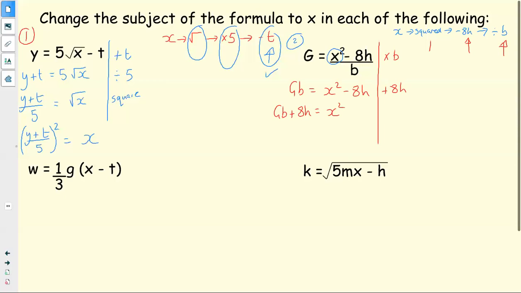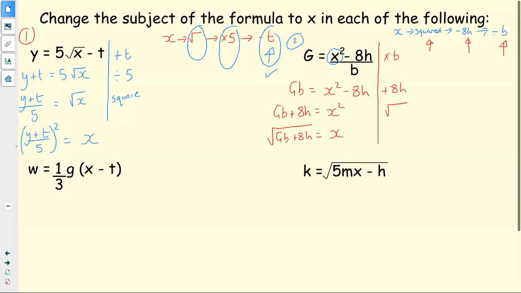And then I want to undo that squared. How do you undo the square? You want to square root both sides. So everything on the left hand side is square rooted, so it becomes the square root of gb add 8h equals x. And that's your final answer.